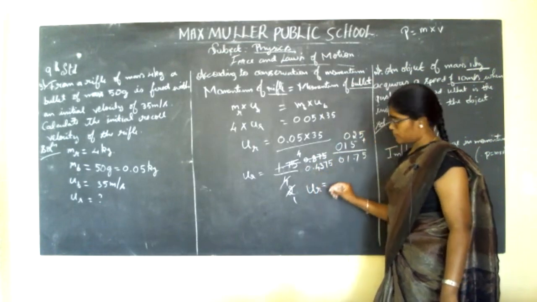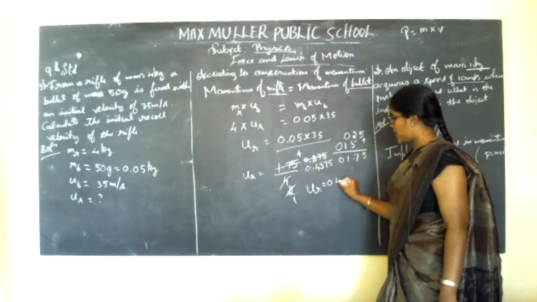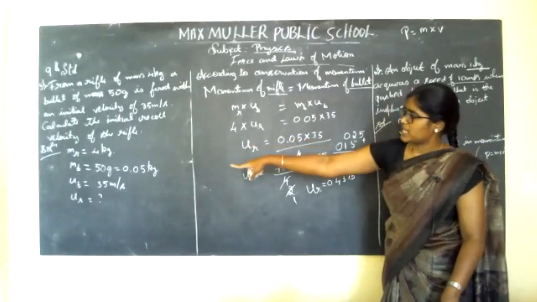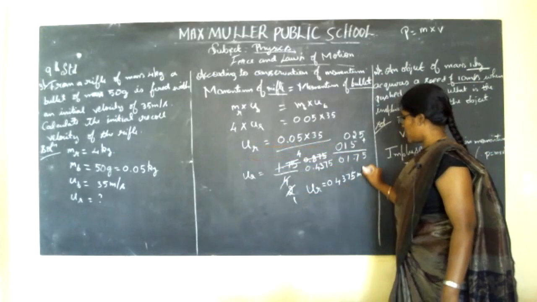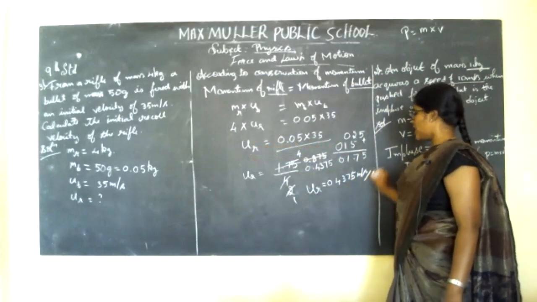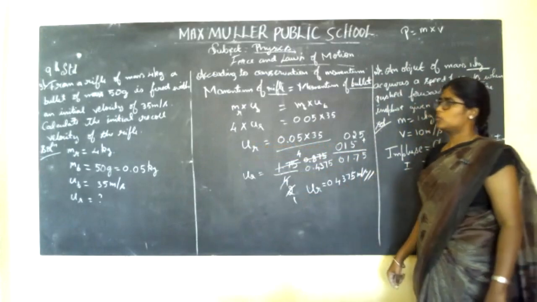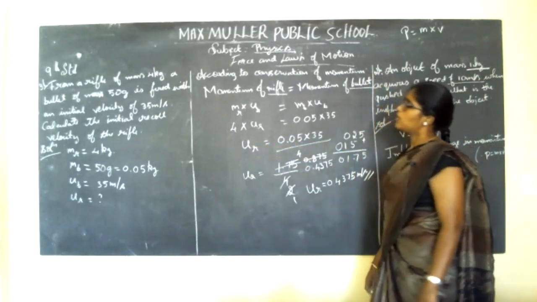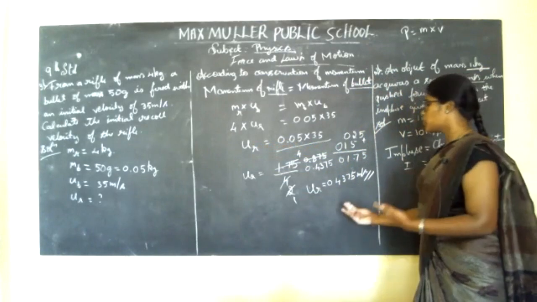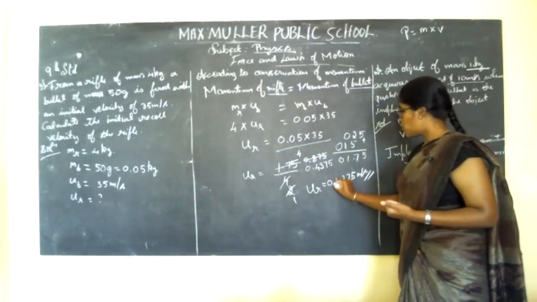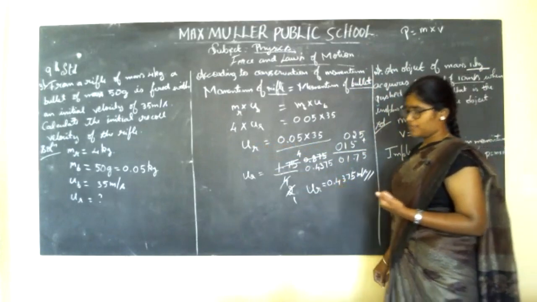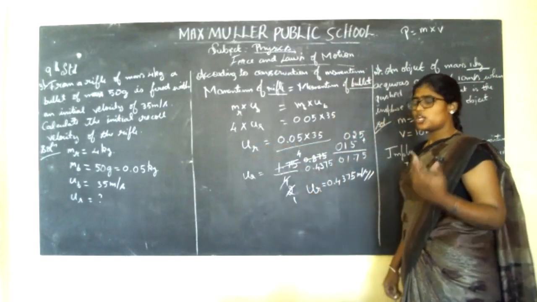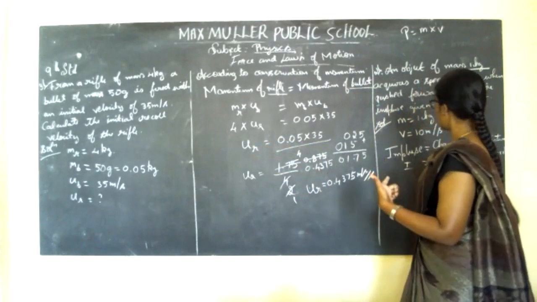The initial velocity of the rifle will be 0.4375. What is the SI unit you are going to write? Meter per second. Understood? So what are you going to conclude your answer as? The initial recoil velocity of the rifle UR is equal to 0.4375 meter per second. Clear? Understood?